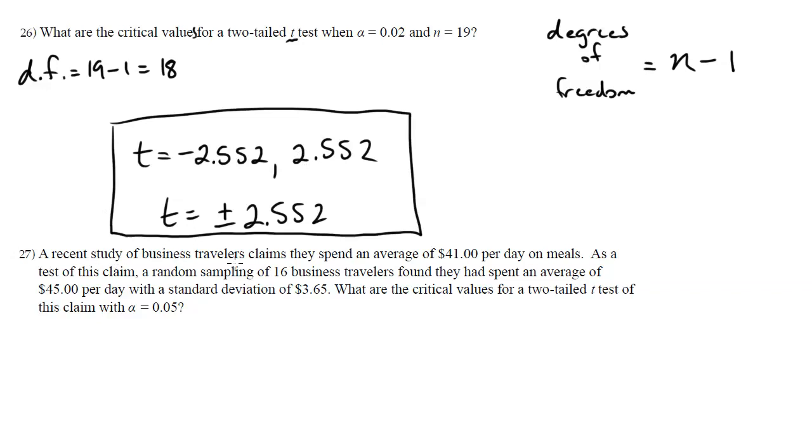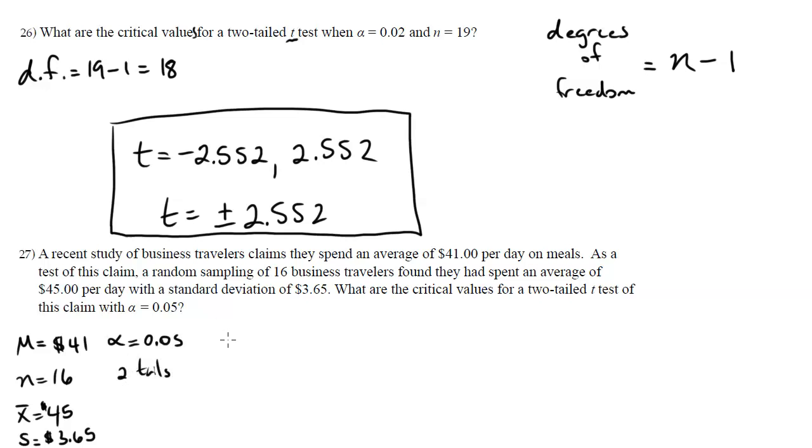A recent study of business travelers claims they spend an average of $41 per meals. That's a recent study. As a test of this claim, a random sampling of 16 business travelers found that they spend an average of $45 per day. That's the average of the sample. And the standard deviation of the sample is $3.65. For the critical values, alpha is 0.05, two-tails.